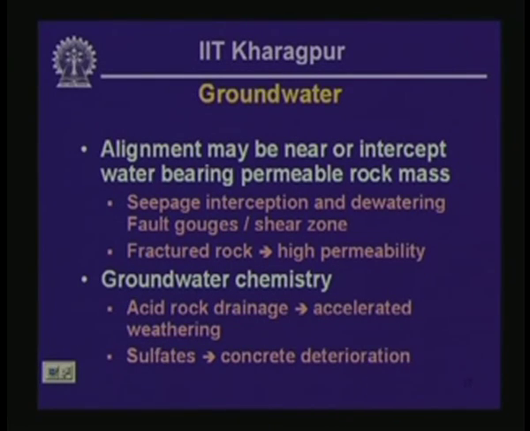If you have acid rock drainage in sulfide bearing rocks, that is a possibility, then that could lead to accelerated weathering of the rock near the wall of the tunnel, and consequently reduction of rock strength. Sulfates are another problem, because if you use concrete lining in a tunnel where groundwater is sulfate rich, then the concrete may deteriorate.